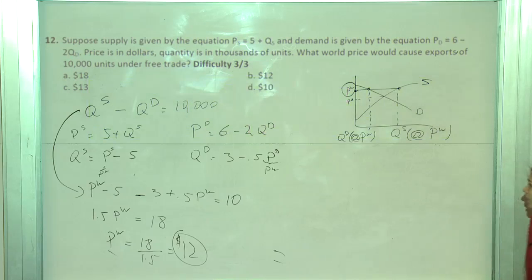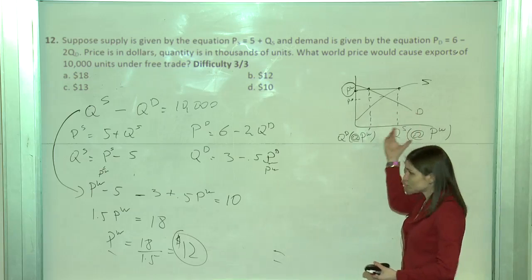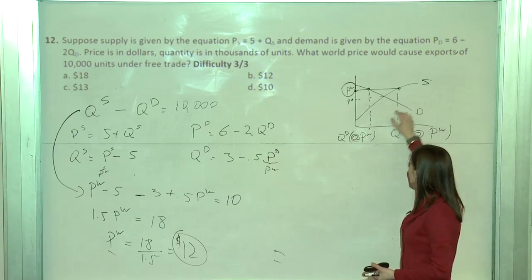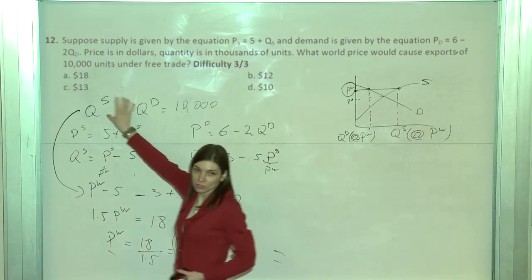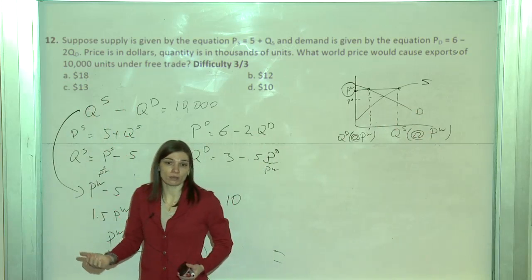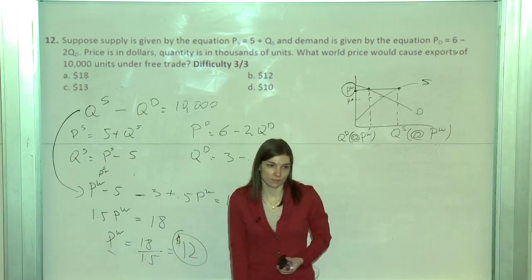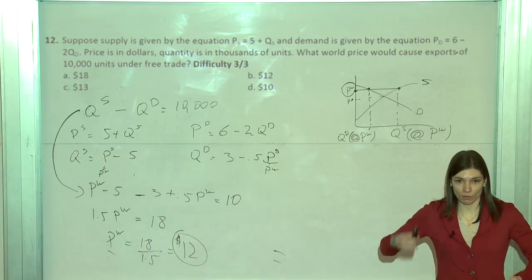Okay. What if the question had been, what world price would cause imports of 10,000? Okay. So again, I would need the difference to be equal to 10,000, but in this case, it's going to be the difference between the quantity demanded and the quantity supplied, right? So these two are going to be switched if the question were about imports. And in that case, I'm going to get a lower price. Okay. Does that make sense? So be careful which one you put first.